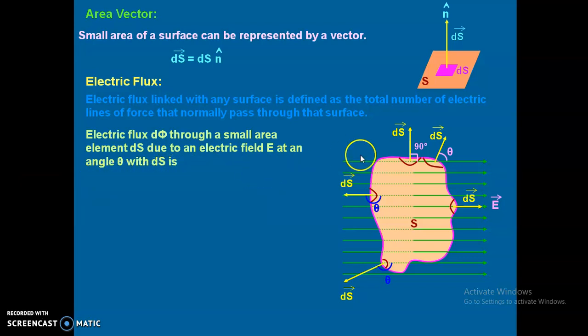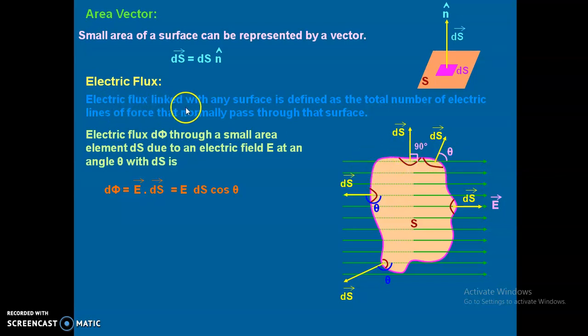It means if the electric field is aligned at an angle theta with the area vector dS, then in that case the electric flux, since the area is very small dS, the number of electric field lines passing normally will also be small, so that's why d phi, and the formula is d phi equal to vector E dot dS. Why? Because to take the number of electric field lines passing normally, we need to choose the component of the electric field which is normal to the surface.